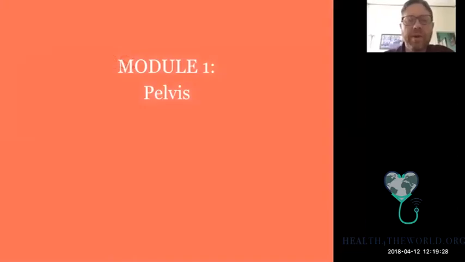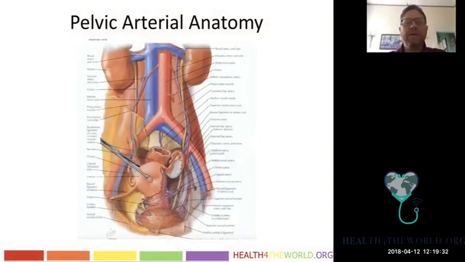Okay, so module number one, let's talk about the pelvis. The pelvic arteries are derived from the aorta, which bifurcates around L4, L5, or L5-S1. It bifurcates into the common iliac arteries, which are retroperitoneal structures.